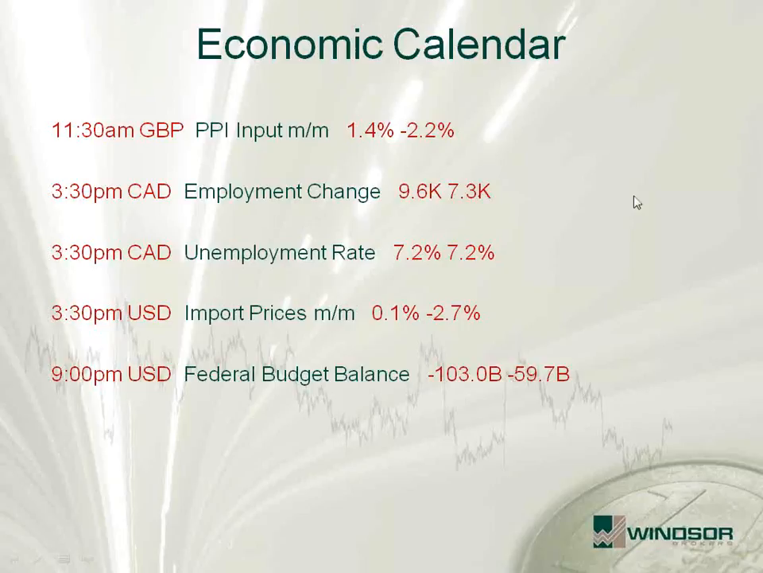To look at our economic calendar, we see that in an hour and a half we have news from the UK, which is the producer price index. This is a monthly indicator. We saw a steep drop in the previous month. The reading came at minus 2.2%, but the expectation is for it to rise to 1.4%.